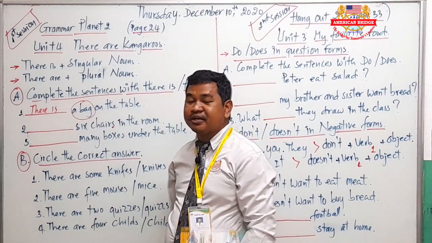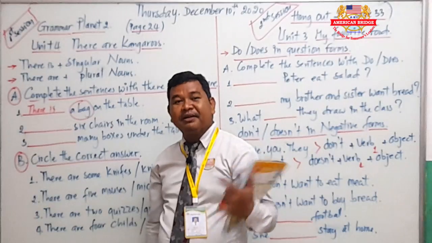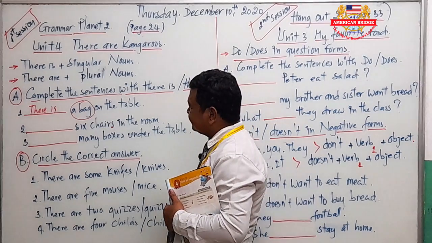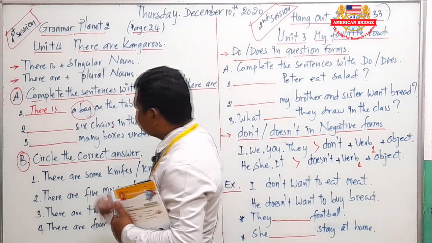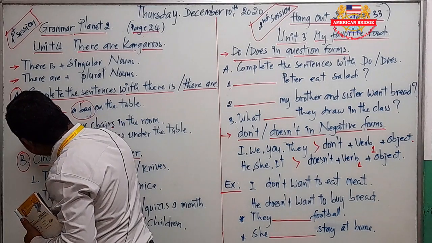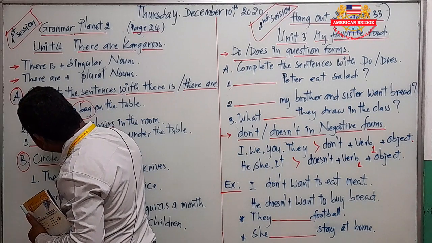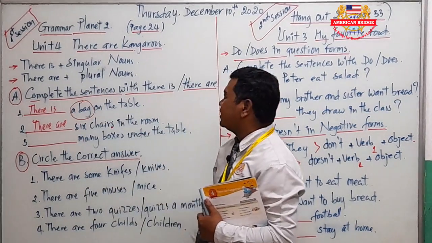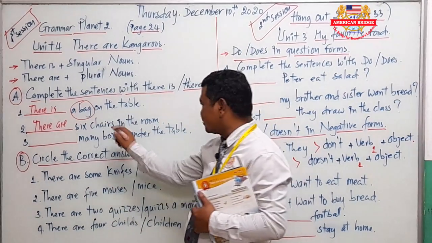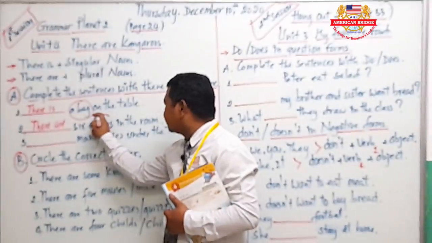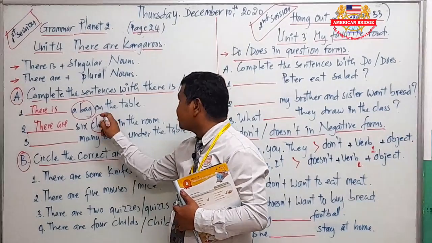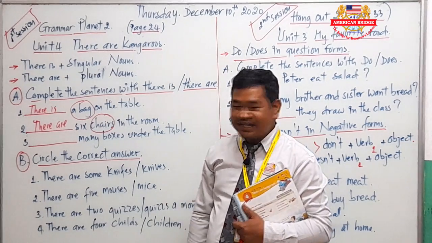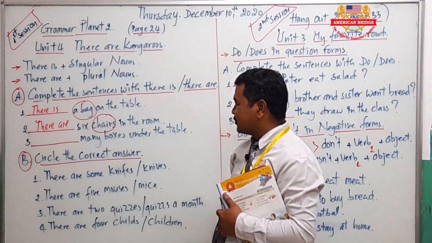So 6 chairs, this one is plural, so you have to complete with what, everyone? You have to complete with there are. Yes, there are 6 chairs in the room. So this one is plural. When it is a plural noun, we use be, there are, right? Okay, so move to number 3.